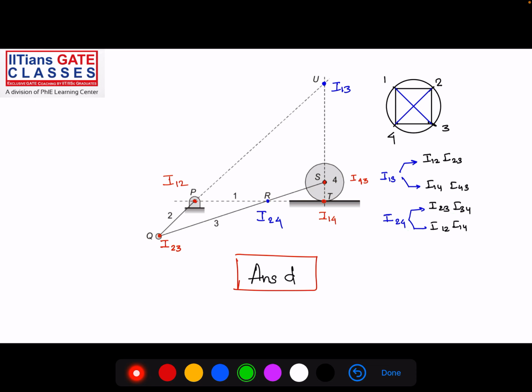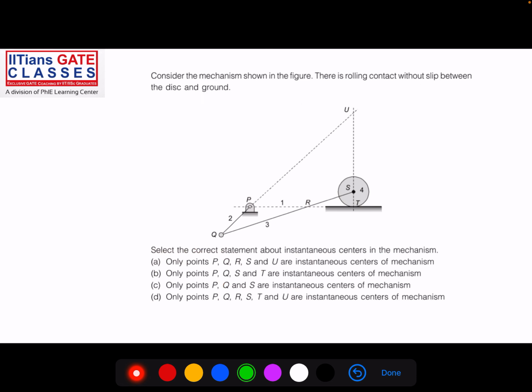We can see that all the 6 points, P, Q, R, S, T and U, are instantaneous centers. So what will be the answer? D: P, Q, R, S, T, U are all instantaneous centers of rotation of the mechanism. I hope this is clear. These questions are conceptual, but nothing is hard. It is even below moderate.